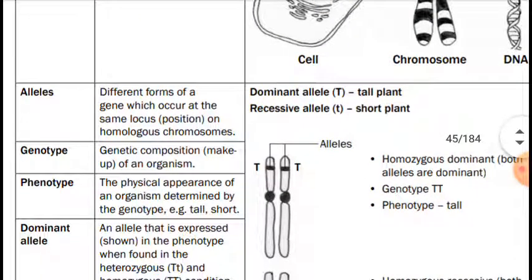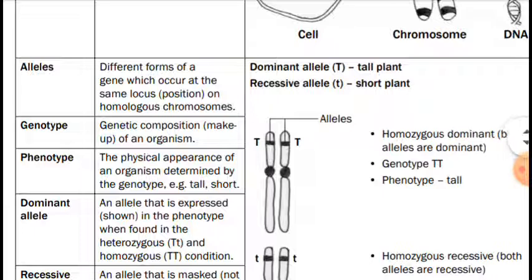Also, let's go to genotype. Genotype is something that you won't be able to see, but you can express how it is. It is the genetic composition of an organism. That means it is what you cannot see. It's just the interior genes. So you cannot see it.